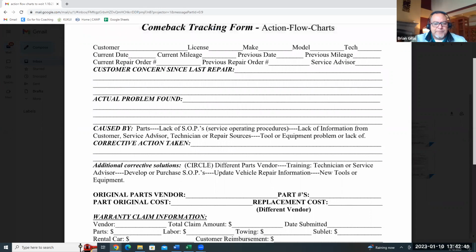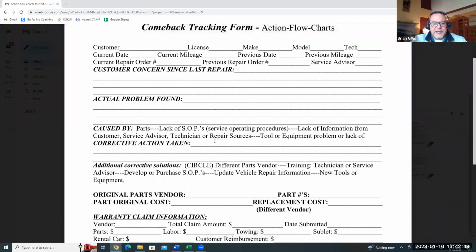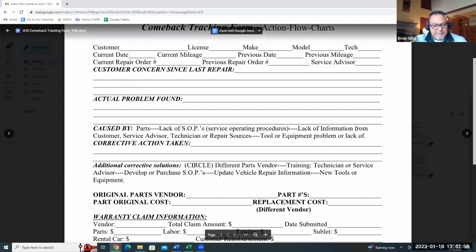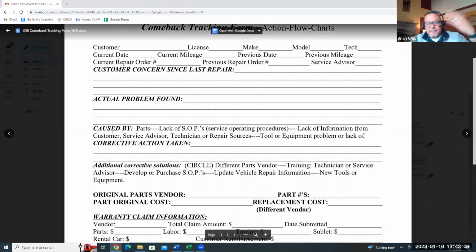Caused by: is it parts, lack of service operating procedures, lack of information from customer, service advisor, technician, repair source, tool or equipment problem, or lack of corrective action taken. So that's interesting to pinpoint the cause of this comeback. I do like that, to prevent it from happening again.